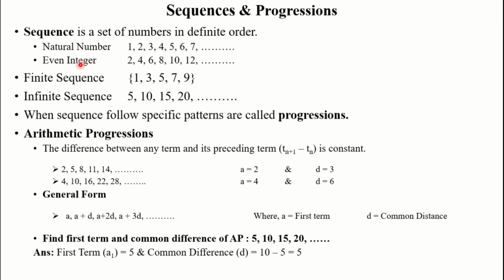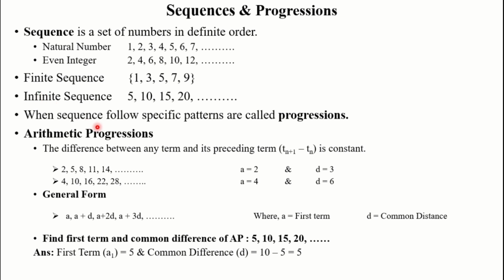Another example of a sequence is even integers. Even integers means the numbers which are divisible by 2, or have 2 as a factor. We call it the even integer set. When a sequence has a last term, we call it a finite sequence. You can see here 1, 3, 5, 7, 9. The last term is defined, so this is an example of a finite sequence. When a sequence doesn't have a last term, we call it an infinite sequence. You can see here 5, 10, 15, 20, and so on. Such a sequence we call an infinite sequence.